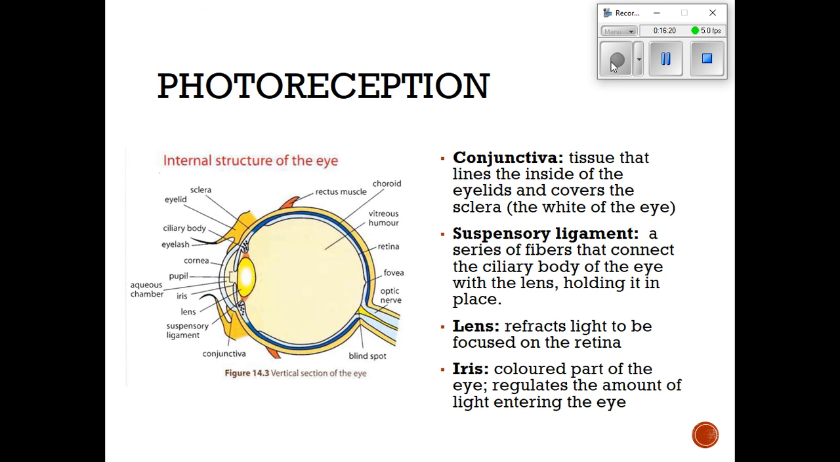So the suspensory ligament is a series of fibers that connect the ciliary body of the eye with the lens, holding it in place. And we'll see in our next lesson that it also helps change the shape of the lens so that you can look at objects that are far away as well as objects that are close and still have them be focused. So we've got conjunctiva, suspensory ligament. The next thing on the list is the lens.